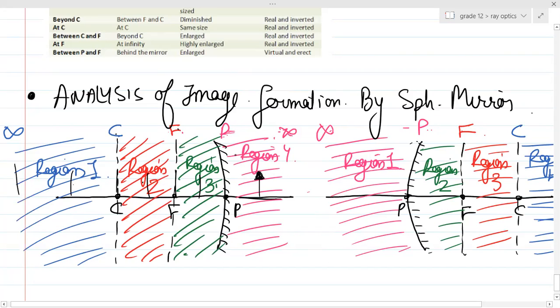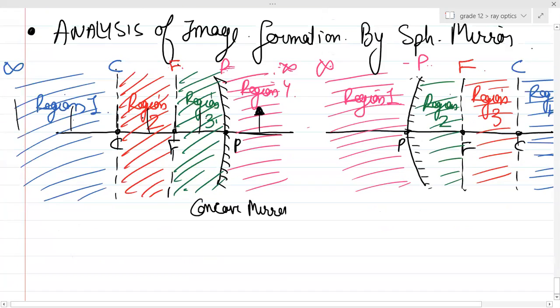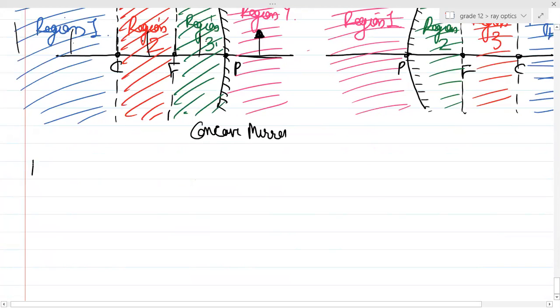When the object comes in region number 4 in the case of a concave mirror, the object will become virtual. Till here the object was real. Till the time it was in front of the mirror, the object was real, right? And once it comes behind the mirror, the object becomes virtual. Yes or no? Yes, sir.